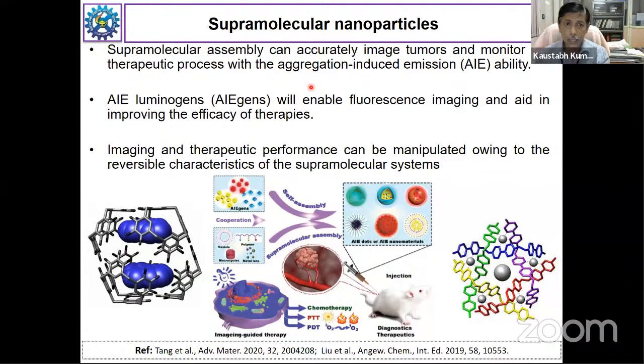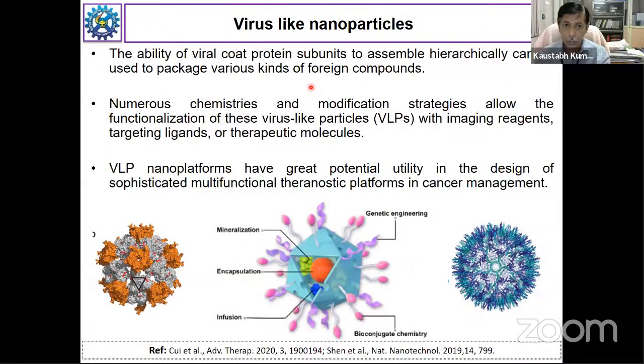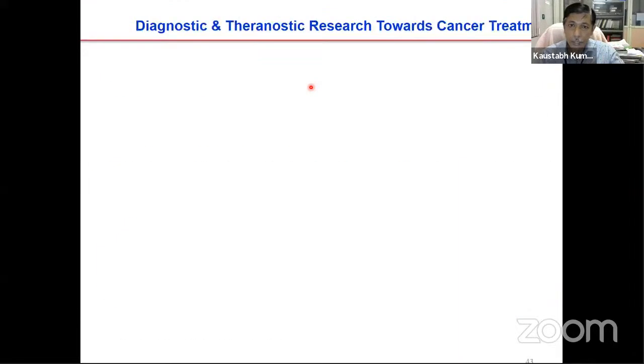And another is viral-like particles. People are also using, as I said earlier, non-viral gene therapy. So viral-like particles can be used as carrier molecules. So this is all about what I have talked about so far: the general features of theranostics, the concept of theranostics, and what kind of carriers we are using.